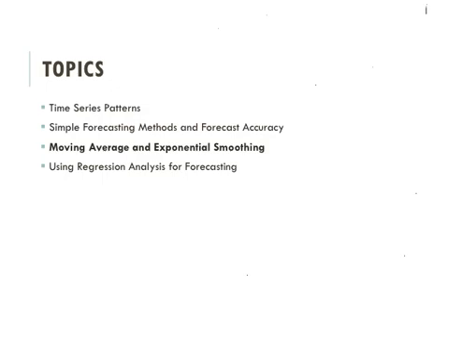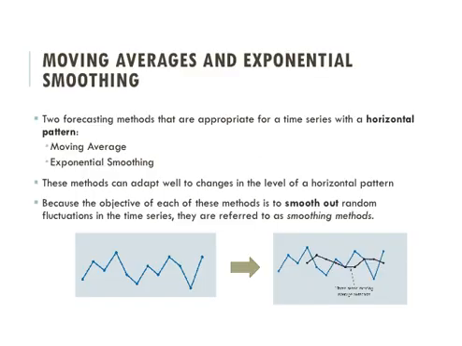So let's see another two methods that we can use. This group is called smoothing methods. It is particularly appropriate for time series that have a horizontal pattern. So if you have a time series and you can detect a horizontal pattern, it's better to use these two methods because they will give you higher accuracy than the previous two. The first method in this group is called moving average, and the second one is called exponential smoothing. So for these two, the objective is to smooth out, to make the time series smoother.